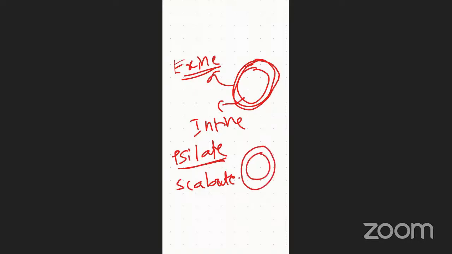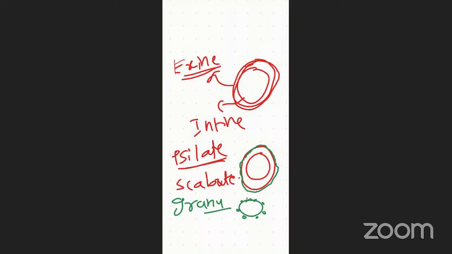Let me take another PPT. So, rough in nature, not smooth. When compared with psilate, some rough nature, that is called scabrate. And another one is granulate. In granulate, this is the pollen wall, and small granules are present on the pollen wall like this. That is called granulate.